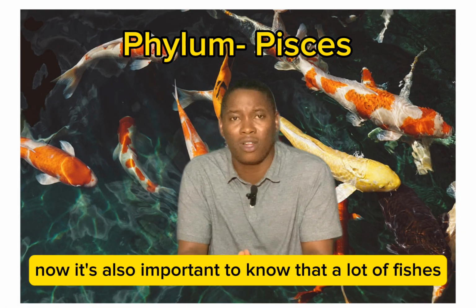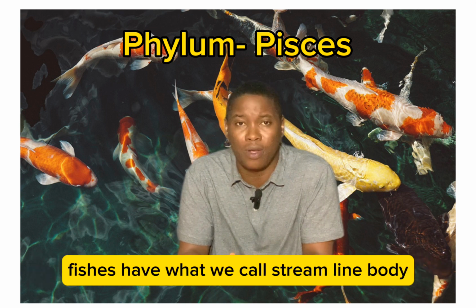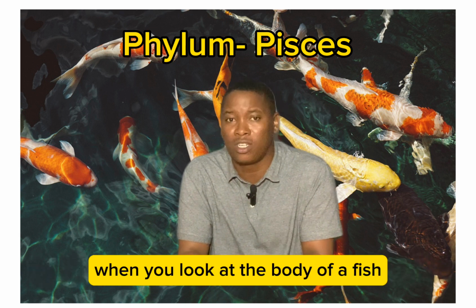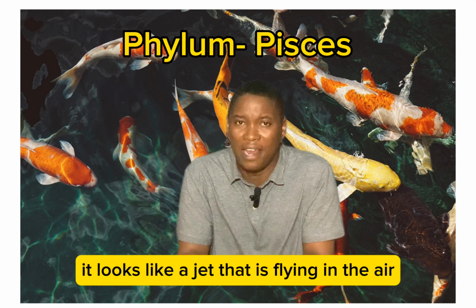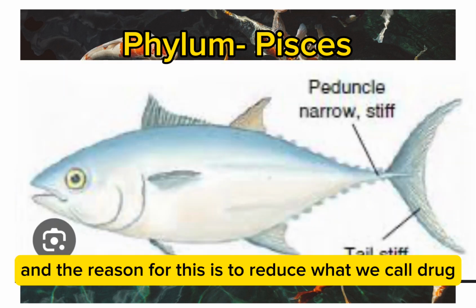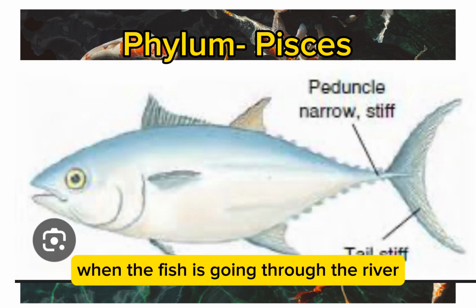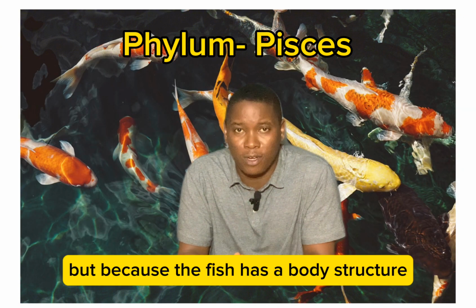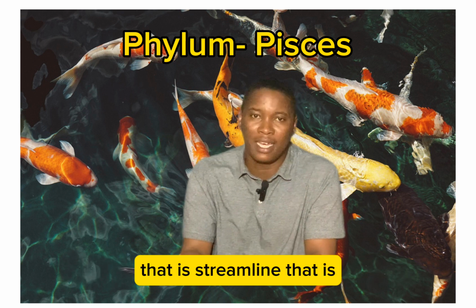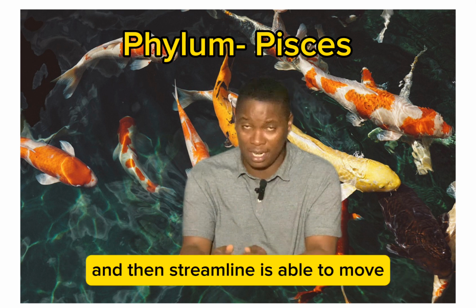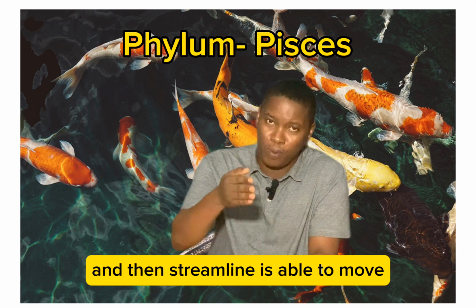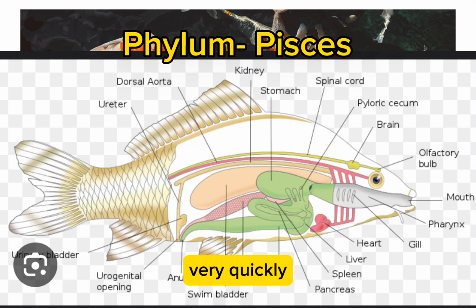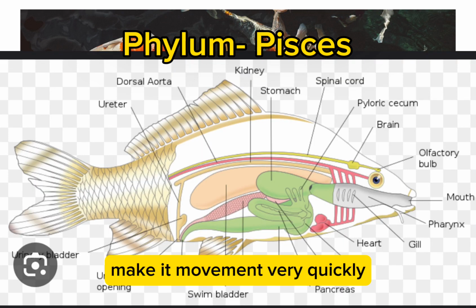Now, it's also important to know that a lot of fishes have what we call a streamlined body. When you look at the body of a fish, it looks like a jet flying in the air. The reason for this is to reduce what we call drag. When the fish is going through the river, the force of the river tries to push the fish back. But because the fish has a streamlined body structure with a sharp mouth, it is able to pierce through the water very quickly, and this reduces drag. It reduces the force trying to hold the fish back from swimming.